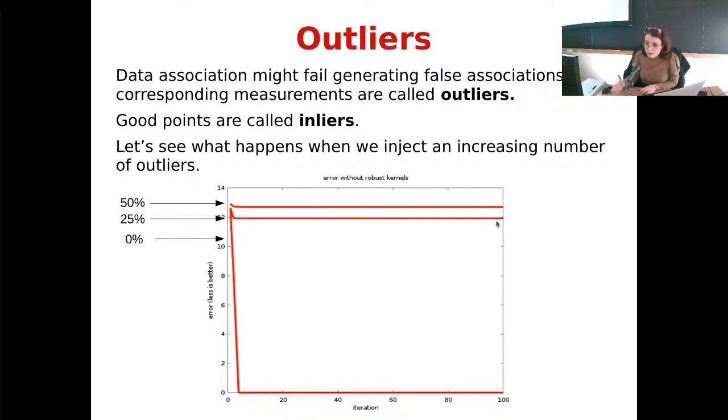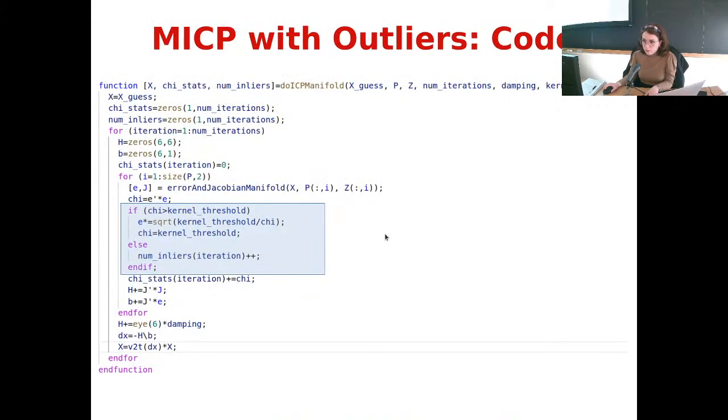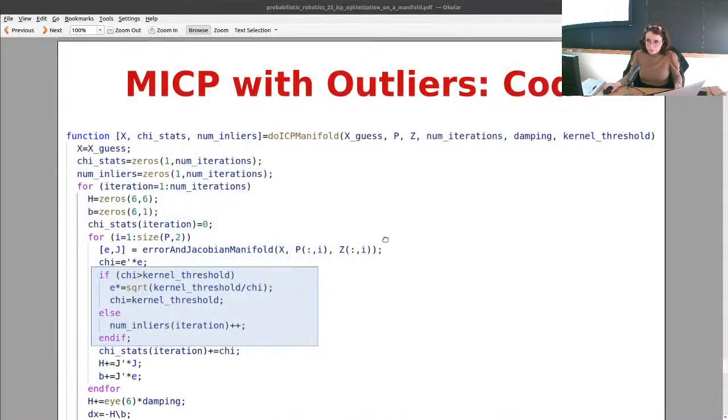We can see the effect of outliers in the value of the chi by looking at the value of the chi as the iterations go by, as we will be doing in a second. So let us move to the code for a second.